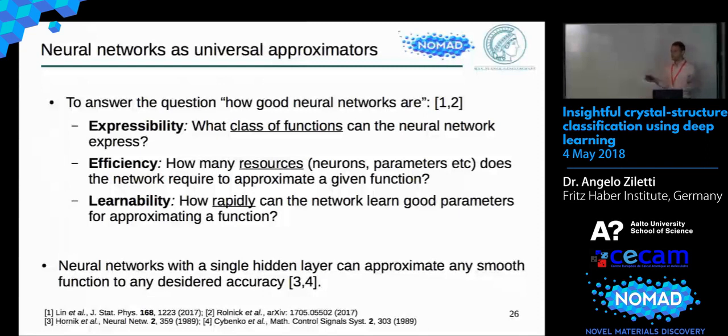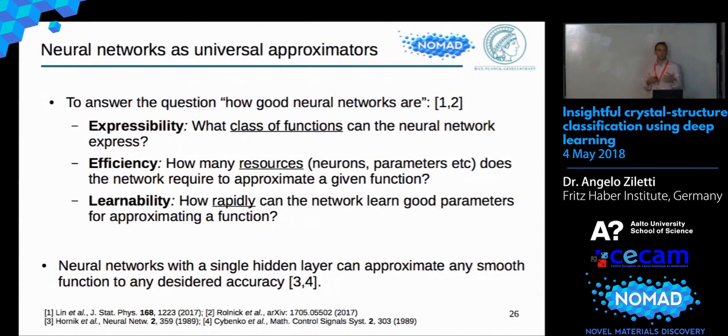So how rapidly can you learn these parameters? Remember, all neural networks are trained with gradient descent, so it's very simple. This is a field of active research, so we don't have an answer to that. But the expressibility was really known, and I think it was actually quoted before by Baylor: a neural network with a single hidden layer can approximate any smooth function to any desired accuracy. So you just need one layer, right?